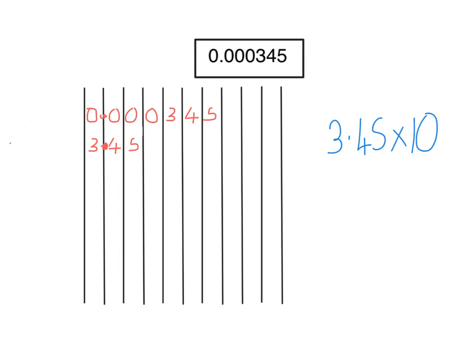Now, this is a really small number. It's getting smaller, so it's going to be a negative power. So the 3 has moved 1 space, 2 spaces, 3 spaces, 4 spaces. So it's 10 to the power of negative 4. So 3.45 times 10 to the power of negative 4.